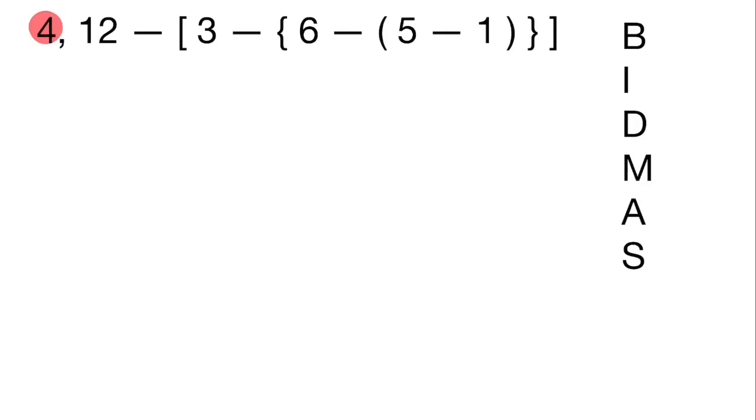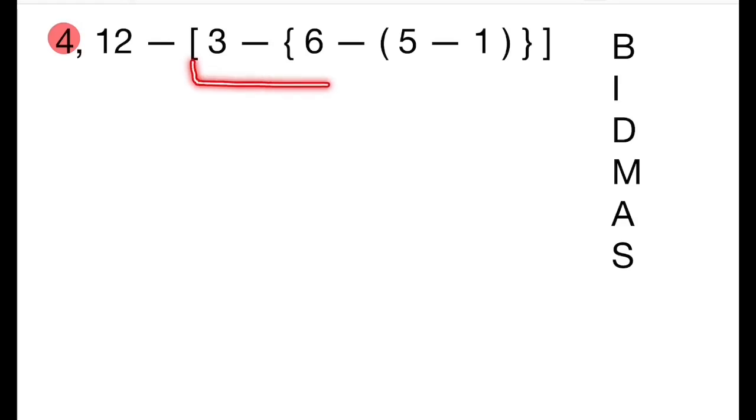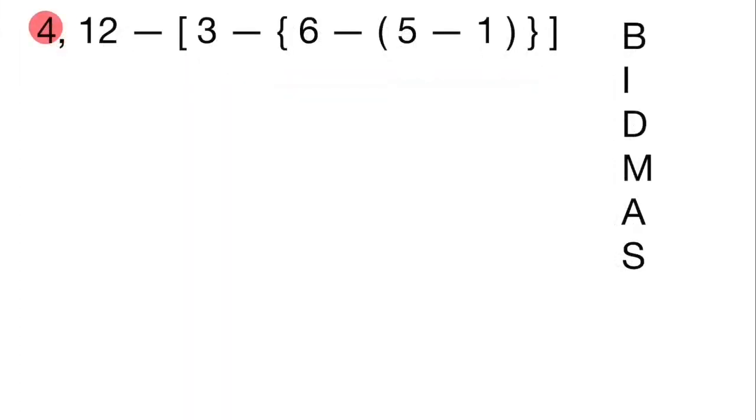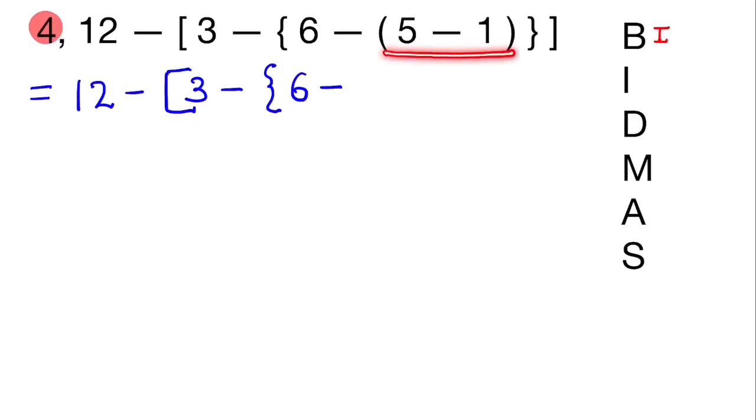Fourth problem. This problem contains three types of brackets: parenthesis, curly brackets and square brackets. By the BITMAS rule, we should simplify the bracket first. The innermost bracket in this numerical expression is parenthesis. So we simplify parenthesis first. 6 minus 5 minus 1, which is equal to 4.